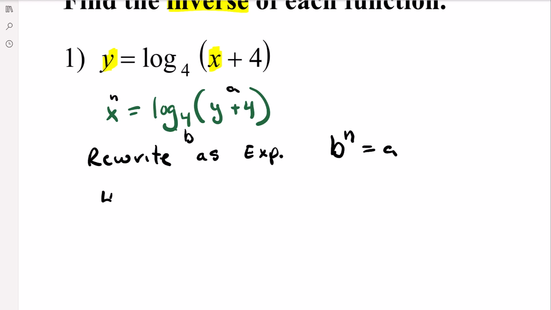So 4 to the x is equal to y plus 4. Fantastic. Y is outside of the parentheses. The log's not there anymore. And now we're just going to add 4 to both sides. So 4 to the x plus 4 is equal to y. And now we're going to write that with the inverse notation.